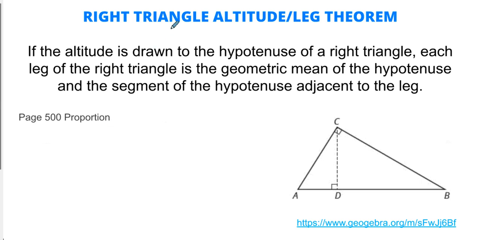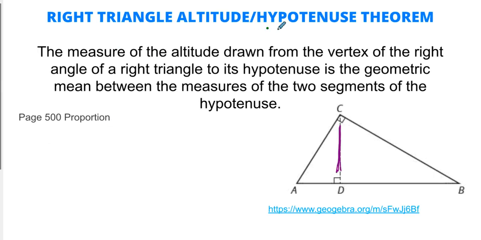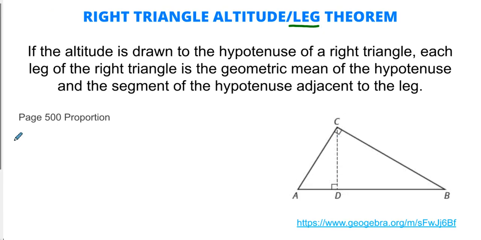Another theorem is the right triangle altitude leg theorem. Before it was the hypotenuse theorem, so what's going to be different is I'm going to be using legs. If the altitude is drawn to the hypotenuse of a right triangle, each leg of the right triangle is the geometric mean of the hypotenuse and the segment of the hypotenuse adjacent to the leg.